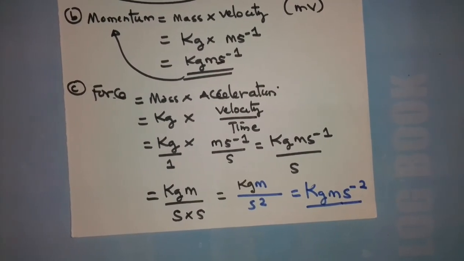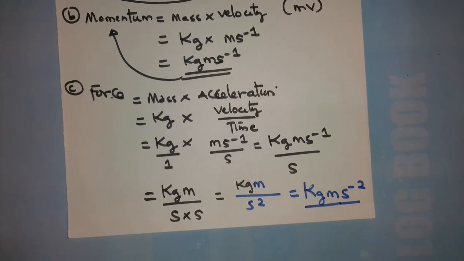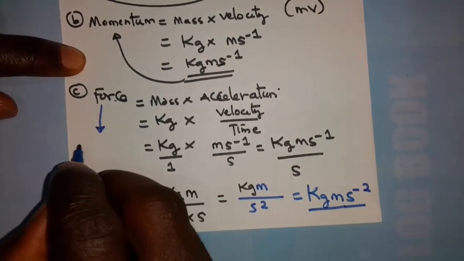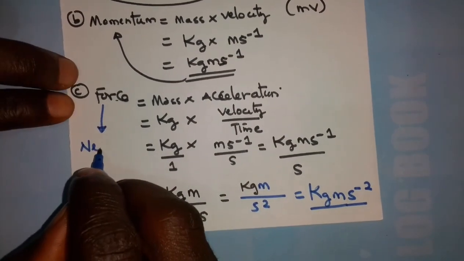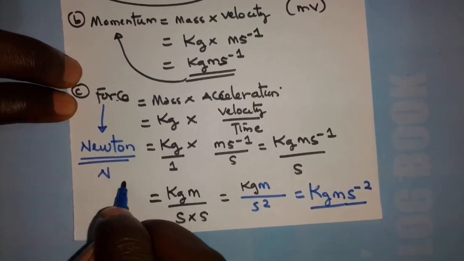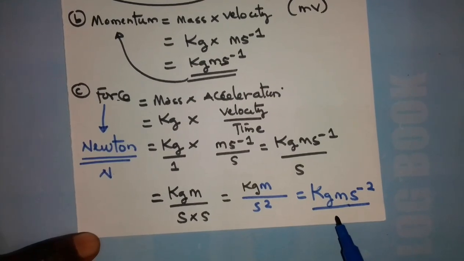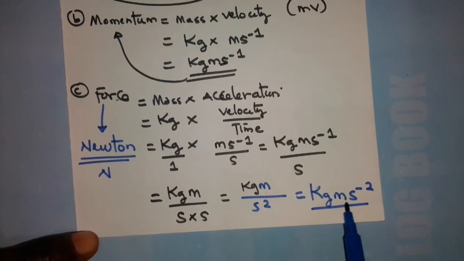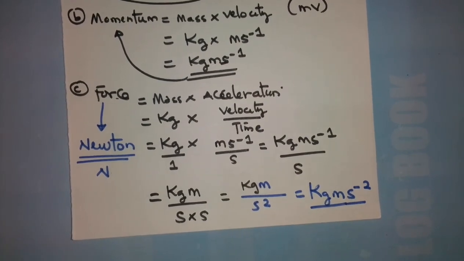But because the most important person that worked on force was Isaac Newton, actually the SI unit for force now is in newtons, just in honor of Isaac Newton. So we have the N as the sign for force, but actually the SI unit, or the main units from the derived quantities from the dimensions, is kgm s raised to the power of -2.